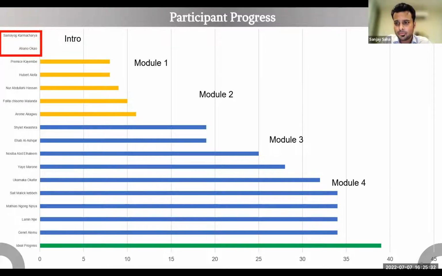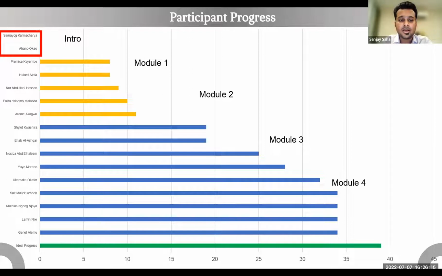So since we are in the mid of week 2, the ideal bar of green is at about 39, because by this time you should have at least done the forecasting techniques, the lesson under module 4, because this is what this class is about. So if you see Genet, Lamin, Matthias, Seth, and yourself, Madam Okafor, you are almost there. Maybe you have not gone on to do that particular lesson of module 4, but you are still very much in line to complete module 4 by end of this week, and then move on to module 5 for the next week.